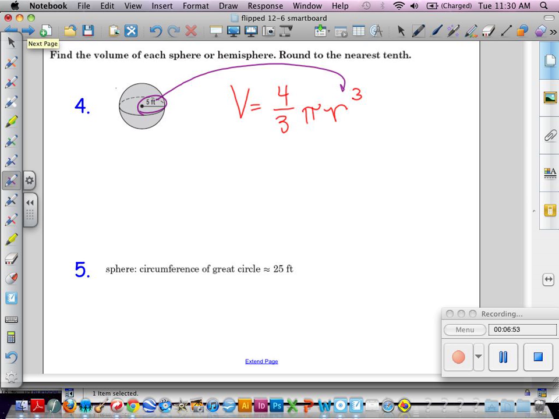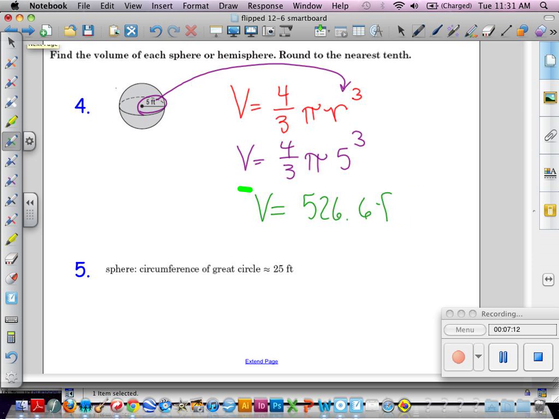Volume equals 4/3 pi 5 cubed. So go ahead and punch that into your calculator. Volume equals, I get 523.6 feet cubed.